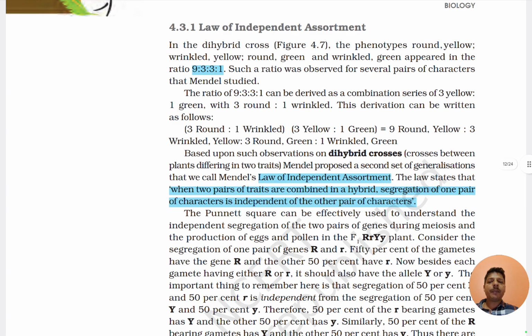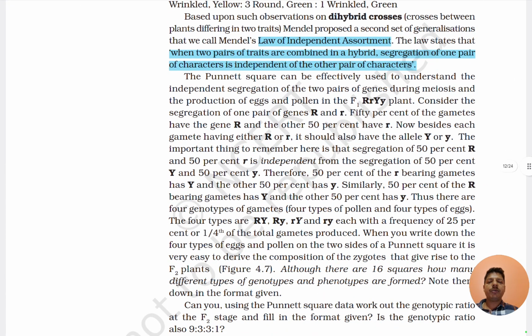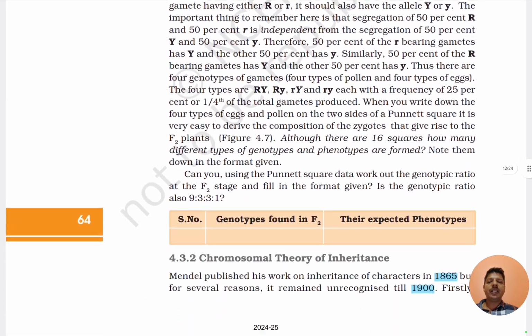Coming to law of independent assortment: when two pairs of traits are combined in a hybrid, segregation of one pair of characters is independent of the other pair of characters. That is called the law of independent assortment. And Punnett square is also very helpful to easily find this out.